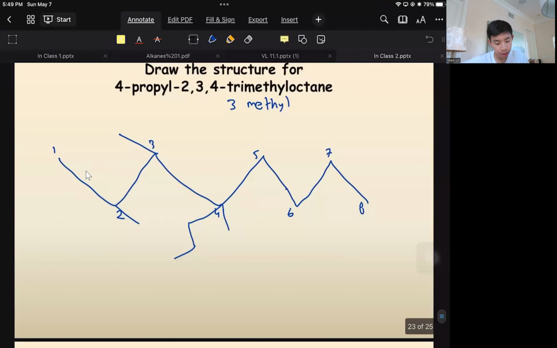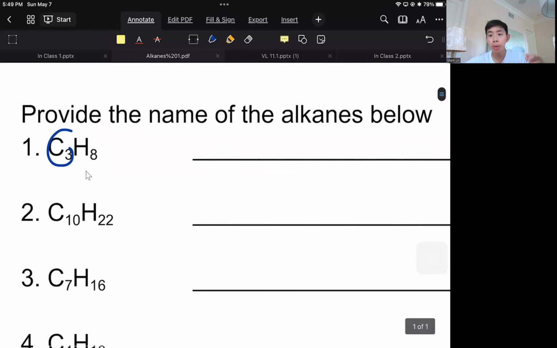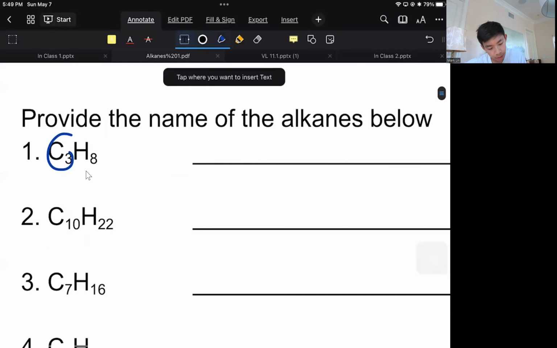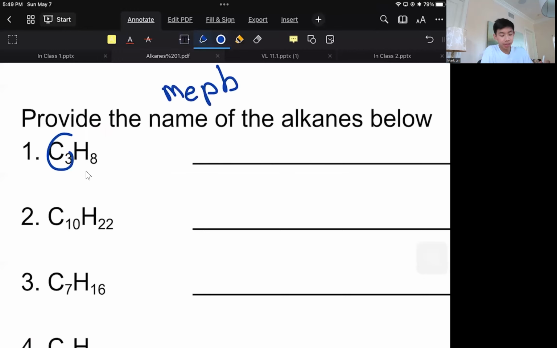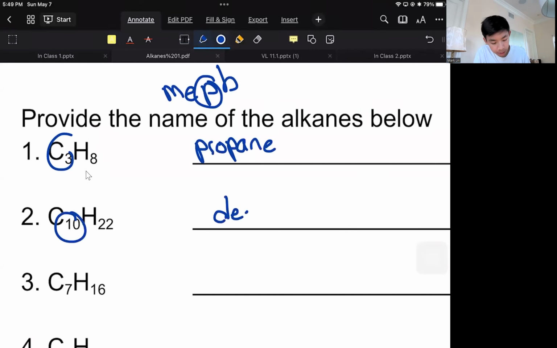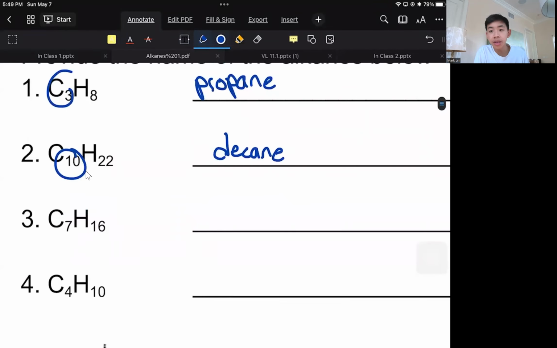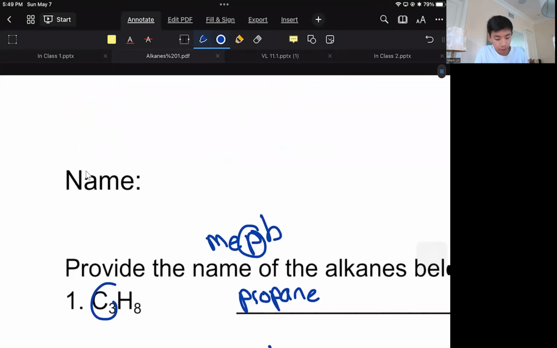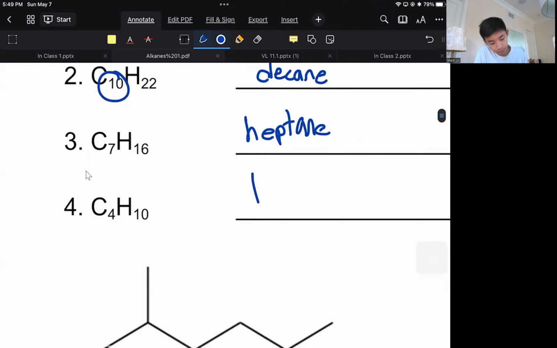So let's get into it. C3, MEPB, or however you want to figure out how to solve it, but this is how I do it. With MEPB, the third one is P, so it's going to be propane. C10, 10 is going to be decane. 7, hept, heptane. 4, MEPB is B, butane. Okay, let's get into it.